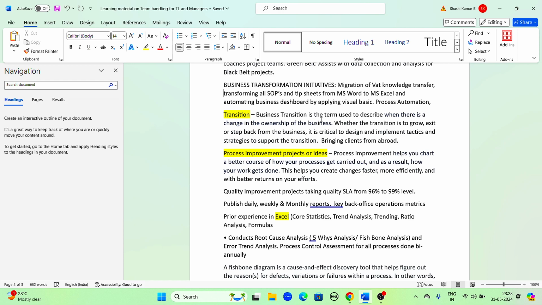Then comes transition. In simple words, it means bringing the clients from abroad to the companies where we are working. The exact meaning is, business transition is a term used to describe when there is a change in the ownership of business, whether the transition is to grow, exit, or step back from the business. It is critical to design and implement tactics and strategies to support the transition.